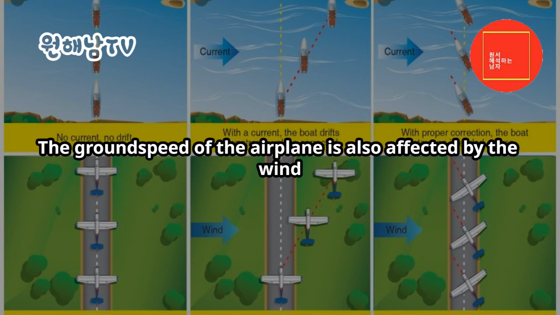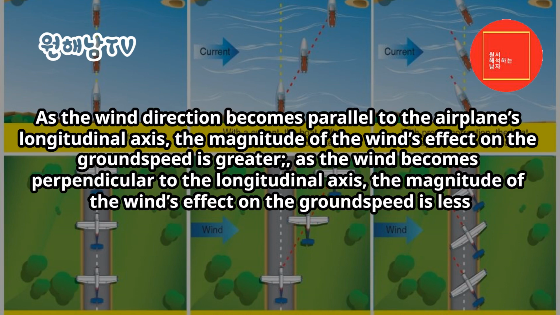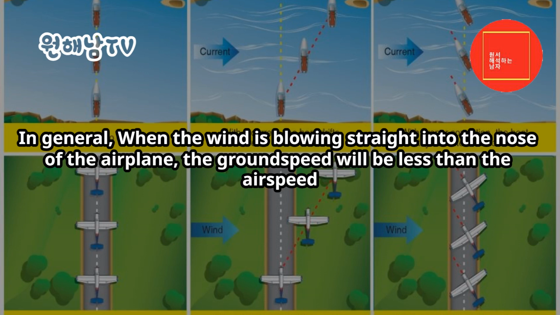The ground speed of the airplane is also affected by the wind. As the wind direction becomes parallel to the airplane's longitudinal axis, the magnitude of the wind's effect on the ground speed is greater. As the wind becomes perpendicular to the longitudinal axis, the magnitude of the wind's effect on the ground speed is less. In general, when the wind is blowing straight into the nose of the airplane, the ground speed will be less than the airspeed.